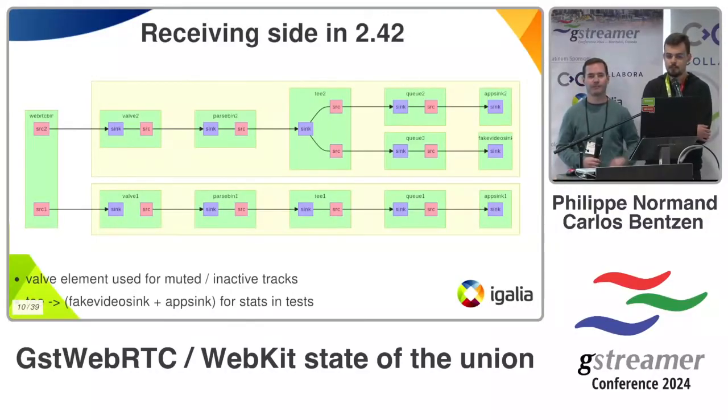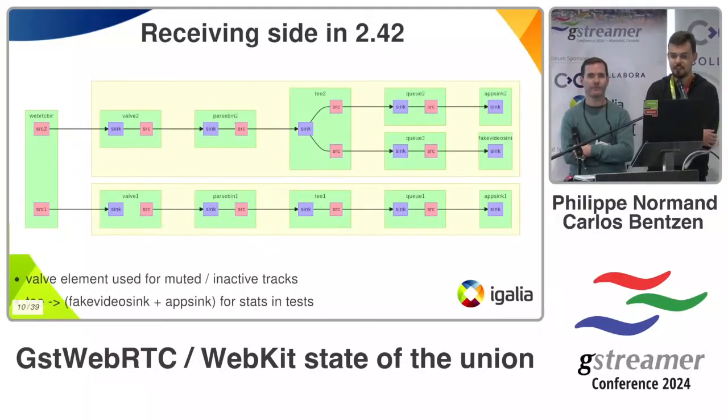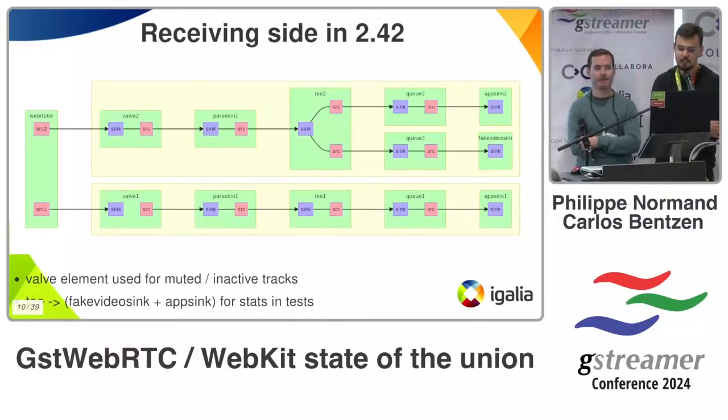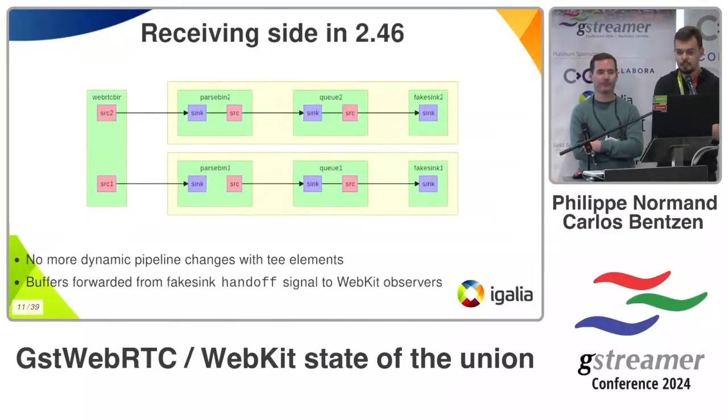And we also had this weird thing with the T there, and the end of the WebRTC pipeline would go into app syncs, and that will be handled to go into the playback pipeline later. But for testing reasons, we had some dynamic pipeline changes there with a fake video sink. That's mainly for getting stats in tests and in some cases, but it also created other issues. And what we have nowadays is a simpler pipeline, so we don't need the valve element there anymore.